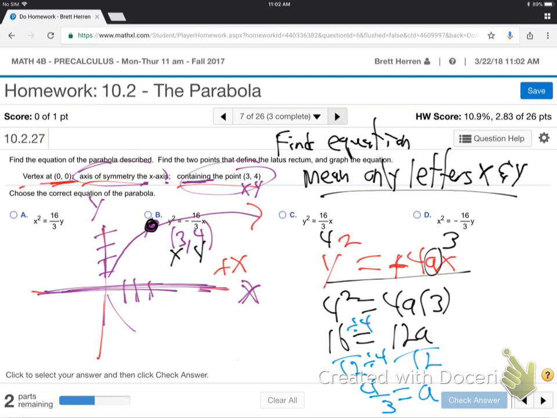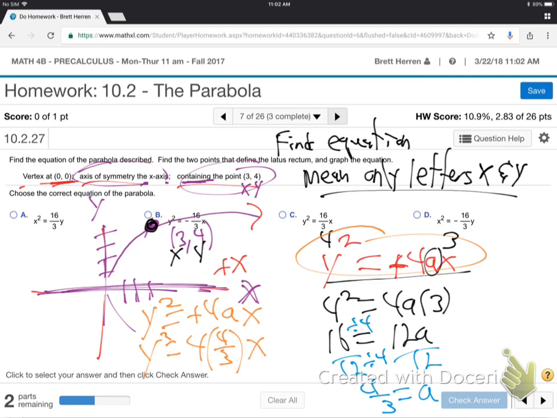And we run out of room to come over here and write it. What's the equation then? The equation is y squared is positive 4ax. But now I know what a is. What's a? 4/3. How we doing? Just making sense?